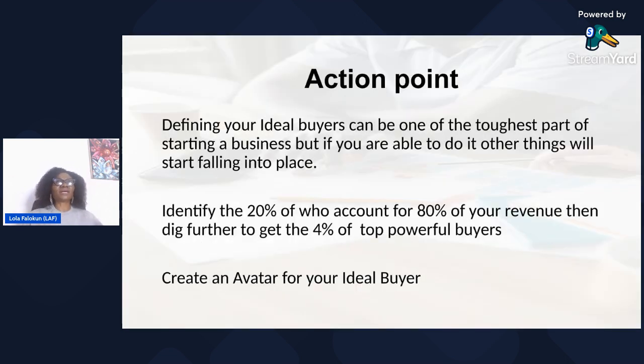So the action points. I discussed the 9 ways you can define your ideal customers. So the action points here: defining your ideal customers can be one of the toughest parts of starting a business. Toughest in the sense that you need to gather all those things. You need to know all these things. You need to go all out to implement and make sure you get all this information. But if you're able to do this, other things will just start falling into place.